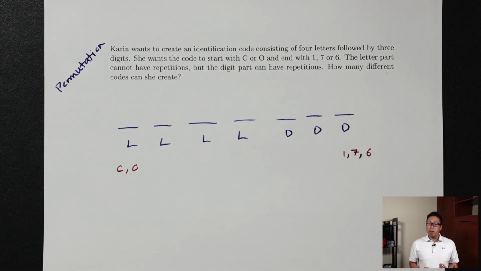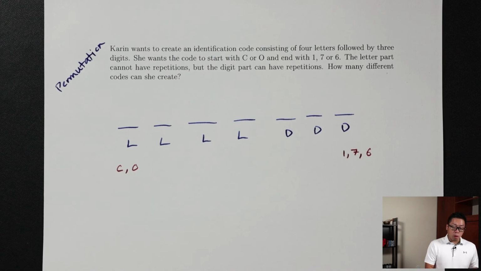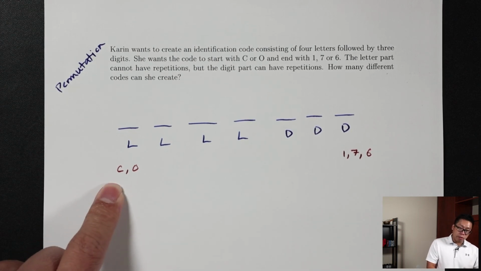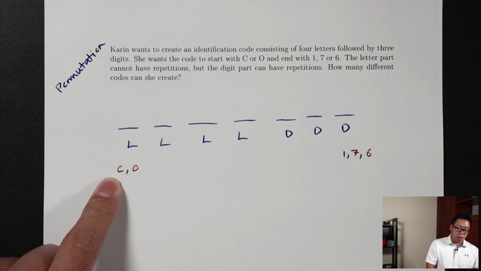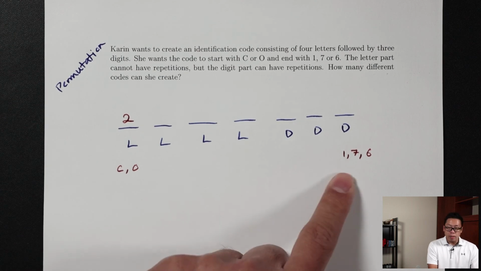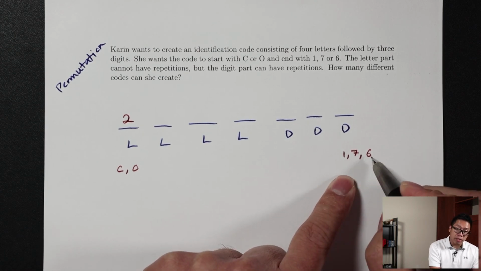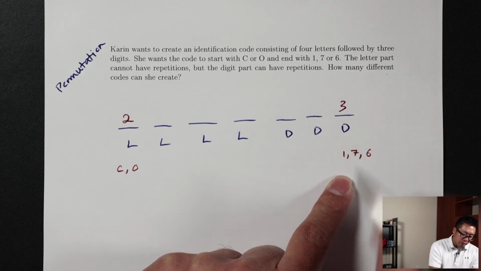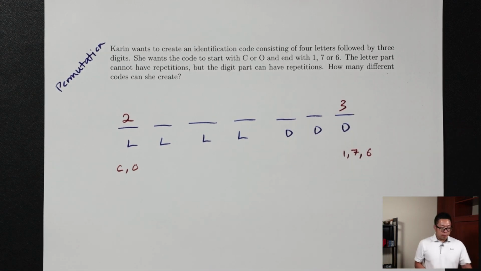Okay, now we go through and count how many options we have for each blank. Starting with the ones that are most restricted, which are the first and last. The first letter needs to be C or O. So how many options do we have? 1, 2 options. The last digit needs to be a 1, 7, or 6. How many options are there? 1, 2, 3, so 3 options. And now for the other blanks.